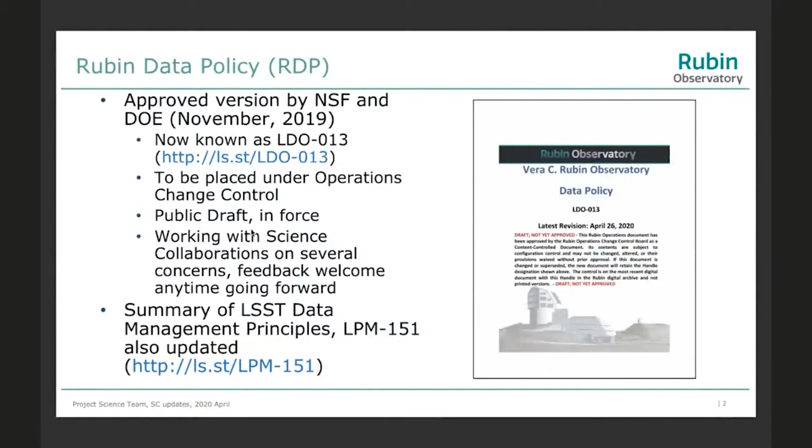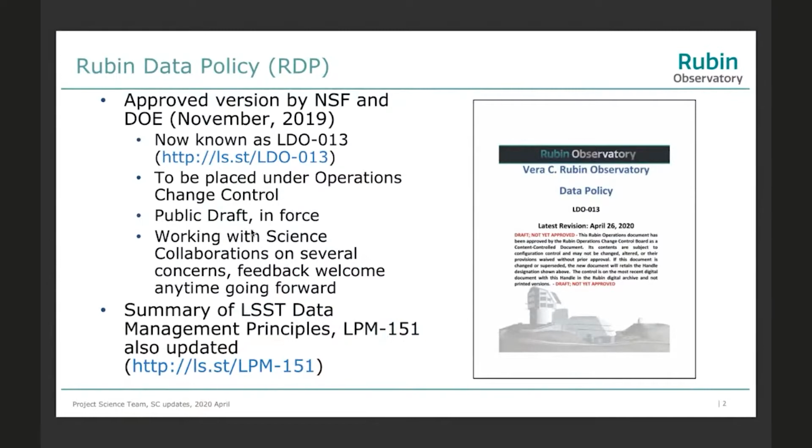We are just going to give you a brief update on the status of the data rights policy. First of all, note that we renamed it the Rubin Data Policy. We even have a new front page to the policy that's shown here. You can easily find the current policy by going to this short link, the LSST LDO 013 link.